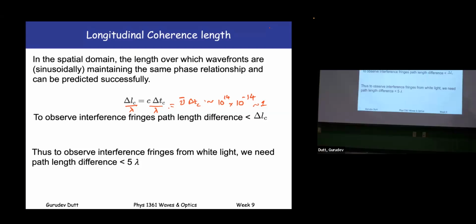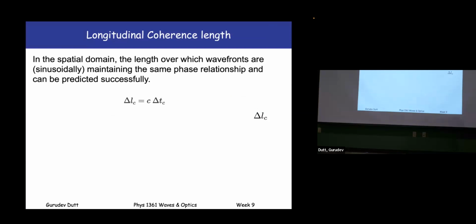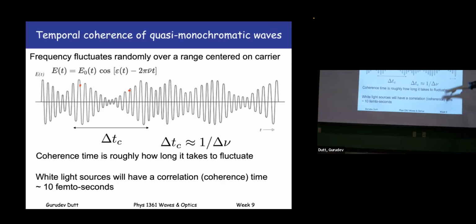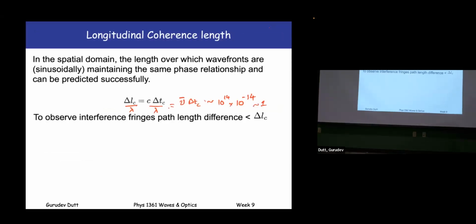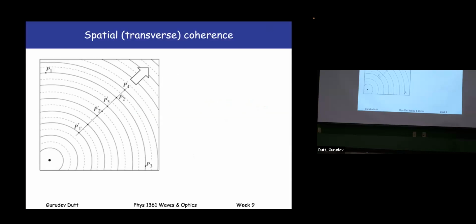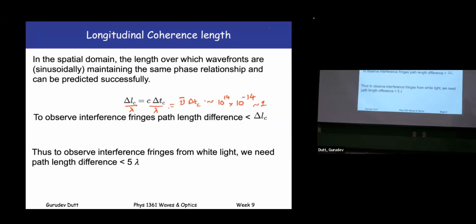So it has multiple names. It's called temporal coherence. You understand why? Because we just talked about that. Here, this is temporal coherence. And the spatial analogy, or the spatial extent of that temporal coherence, is called longitudinal coherence. Okay, so they mean the same thing.